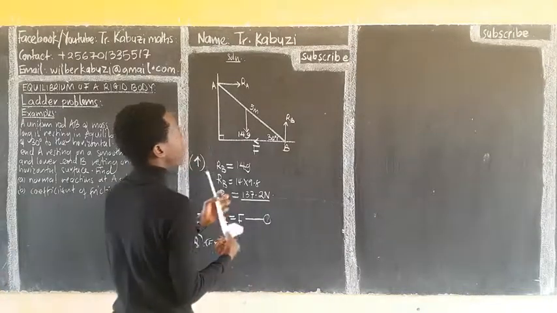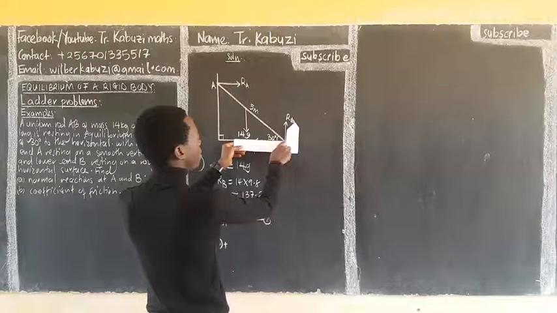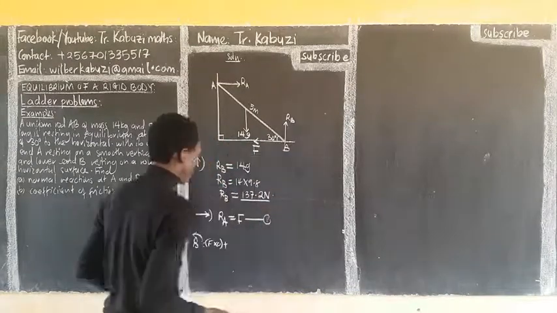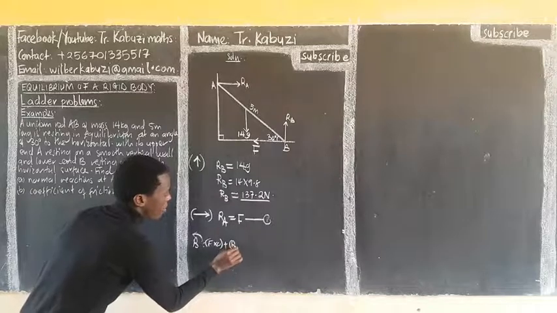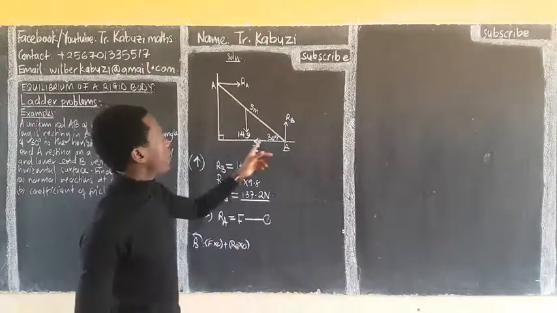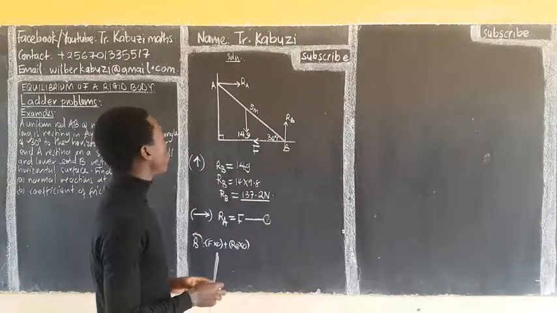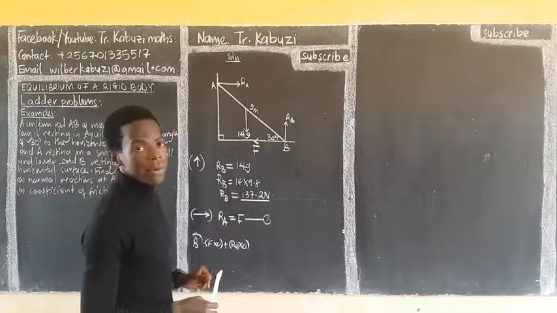We come to this one, you see RB, this is RB. But from this point, there is no perpendicular distance. So that's why I also say now, RB times 0. Okay, so we are done with this. Now these are the forces, so that's why here we are going to have only zeros, because there is no perpendicular distance.